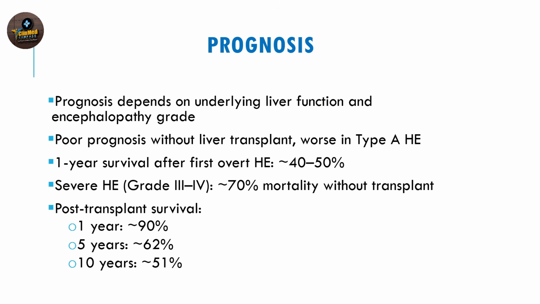Prognosis varies with liver function and the grade of hepatic encephalopathy. Type A hepatic encephalopathy, which is from acute liver failure, carries a poor prognosis. After first episode of overt hepatic encephalopathy, 1 year survival is around 40 to 50%. In severe cases, that is grade 3 and grade 4 hepatic encephalopathy, mortality without transplant can reach up to 70%. Post-transplant survival rates are excellent. 1 year, about 90% survival, 5 years, 62%, and 10 years, 51%.